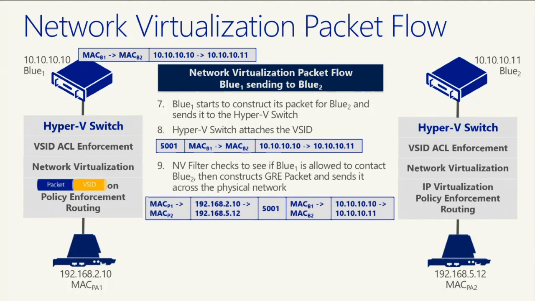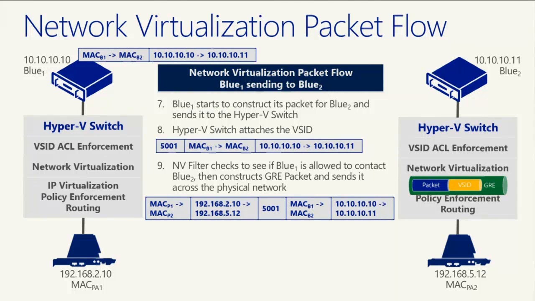The network virtualization filter checks if it's allowed to send to that VM, and if it is, it sends it across the physical network. Notice there's no IP multicast going on here, which is one significant difference with VXLAN with VMware. It's a significant difference. We push it across the physical network. Notice we're going to a different subnet, 2.10, 5.12, doesn't matter. As long as these two can communicate, that's fine.